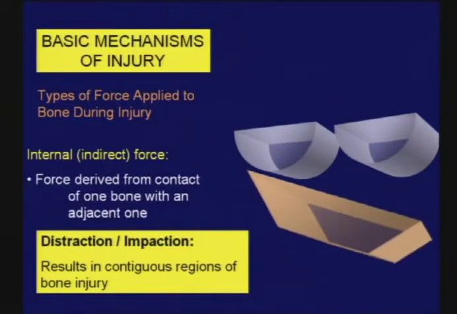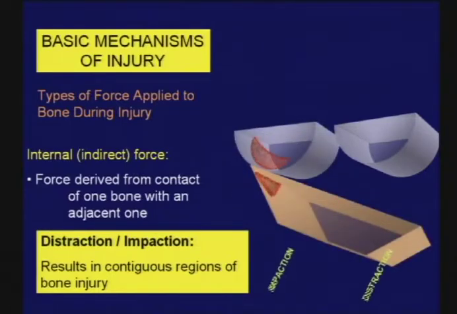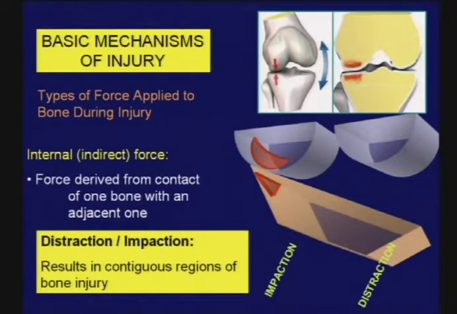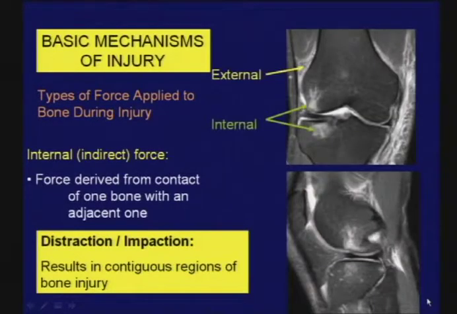What happens with a valgus injury is impaction on one side, distraction on the other side, as illustrated at the top right. So once again, compressive injuries taking place in one compartment, typically the lateral compartment, tensile injuries taking place in the medial compartment. Let's look at this example. I've labeled initially where the edema is and what it relates to.